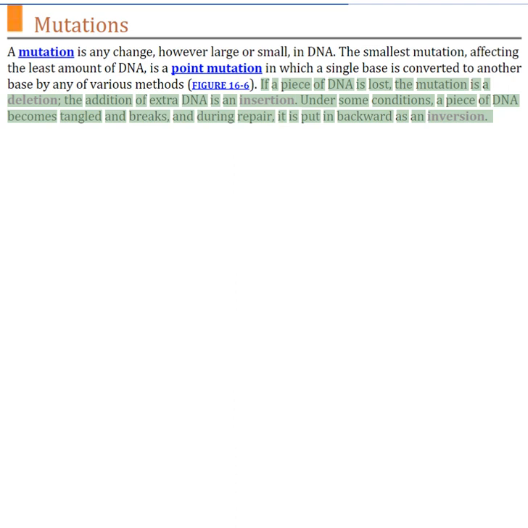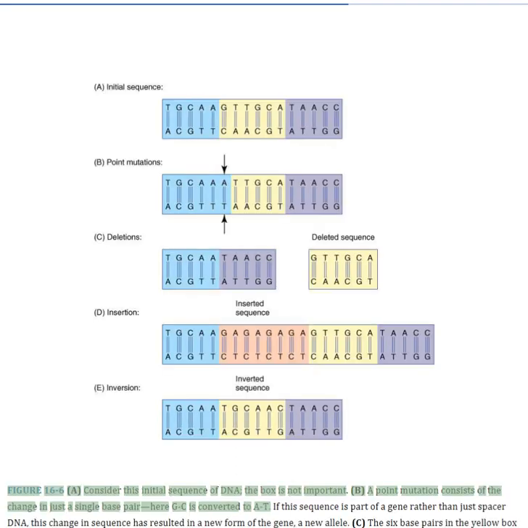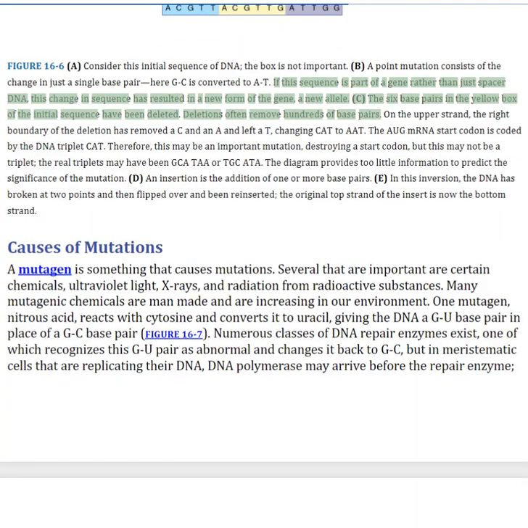Figure 16. Consider this initial sequence of DNA; the box is not important. A point mutation consists of the change in just a single base pair, here GC is converted to AT. If this sequence is part of a gene rather than just spacer DNA, this change in sequence has resulted in a new form of the gene, a new allele. The 6 base pairs in the yellow box of the initial sequence have been deleted. Deletions often remove hundreds of base pairs.